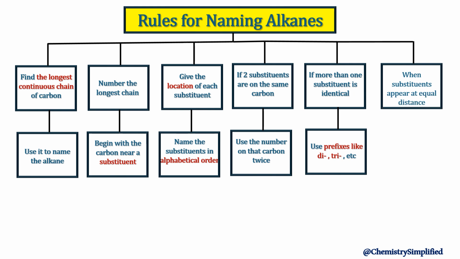Lastly, when substituents appear at equal distance, we'll choose the name where the sum of the numbers is the smaller. So we'll give you examples in our next presentations to make that clearer for you. So these are the rules that we need to know in order to use the IUPAC system to name alkanes.